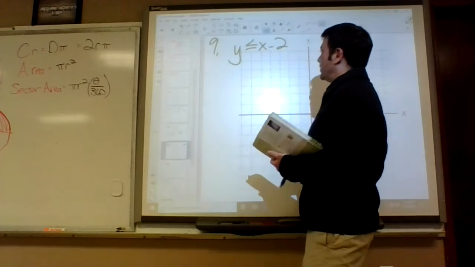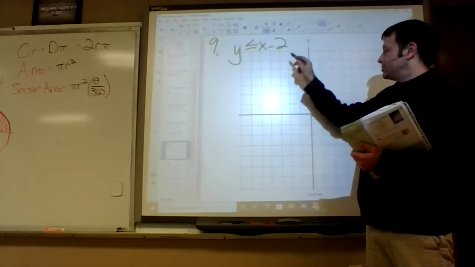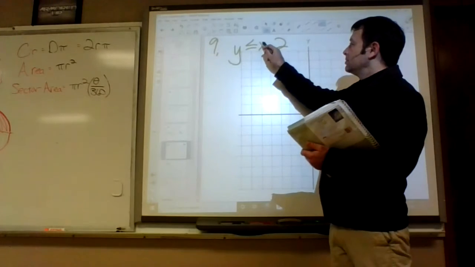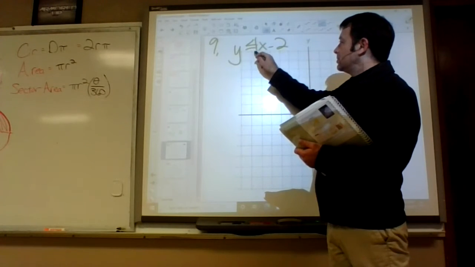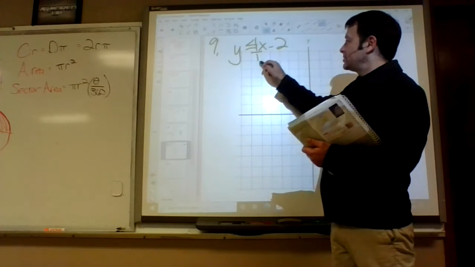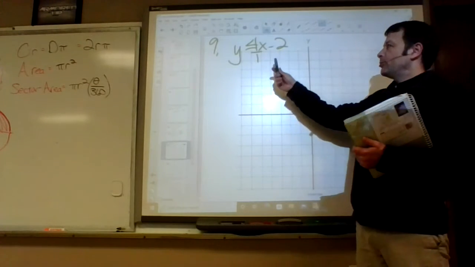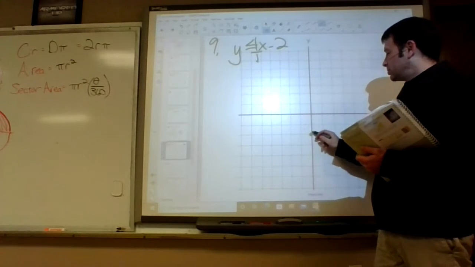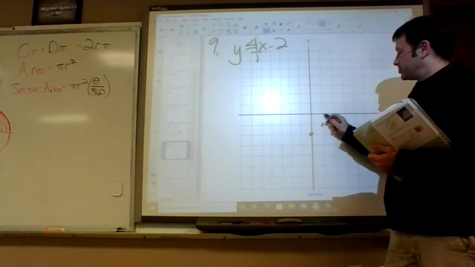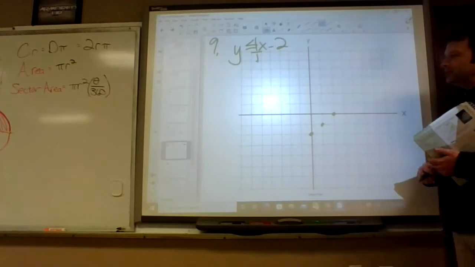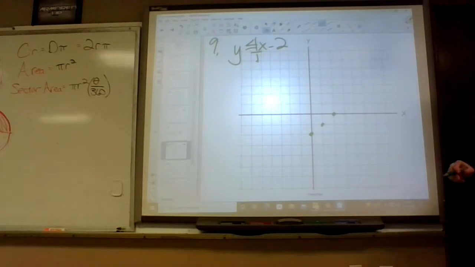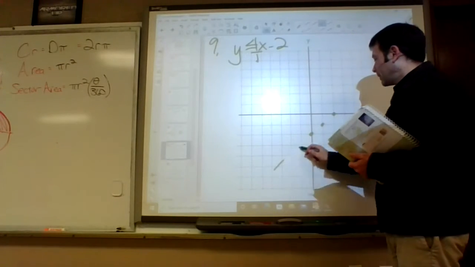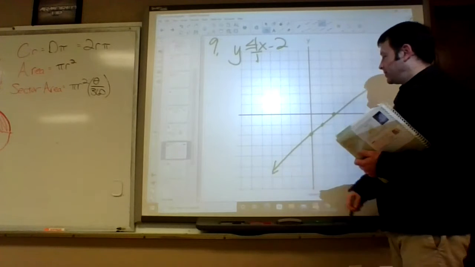Where do I start the graph at? Down 2. Put a dot. Where do I go from there? Invisible 1. As a fraction, it's 1 over 1. So I'm going to rise 1 and run 1. Rise 1, run 1. Would this line be solid or dashed? Solid, because it's less than or equal to, the equal to part. So it looks kind of like that.